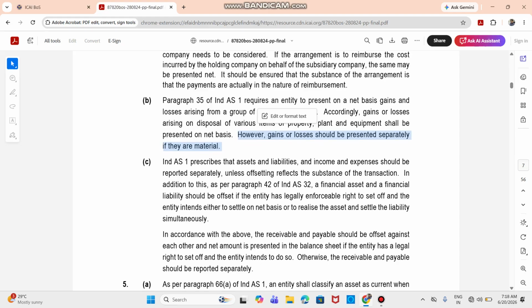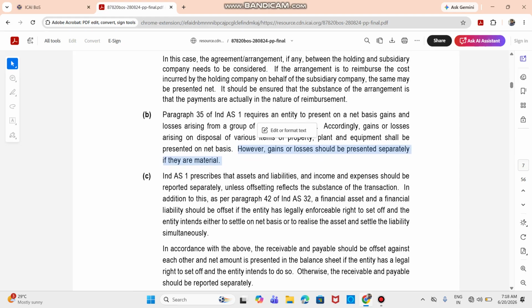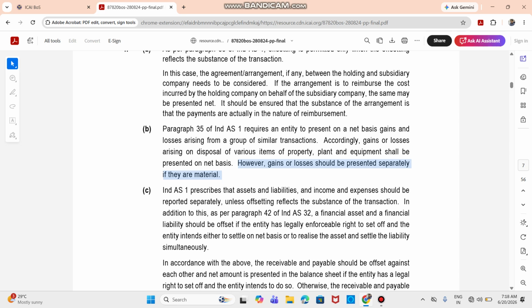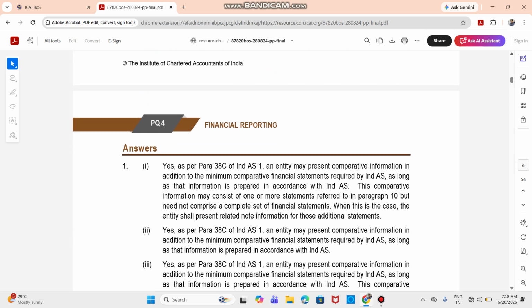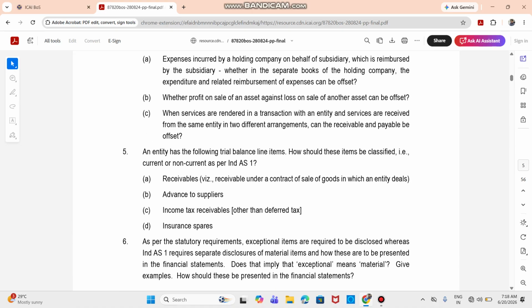This is regarding the fourth question. Pay full attention and note the key terms, because this was asked. I am repeatedly telling you, it was asked in November 2024. So moving on to the next, that is the fifth one. Be very careful.